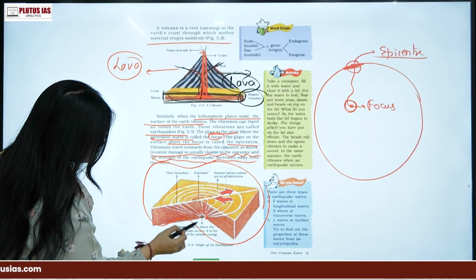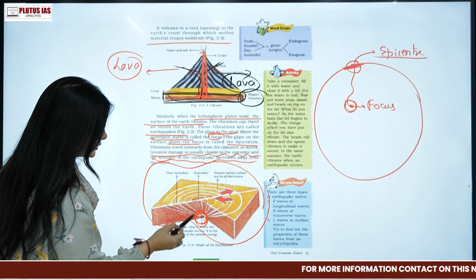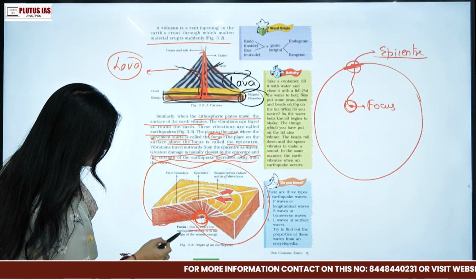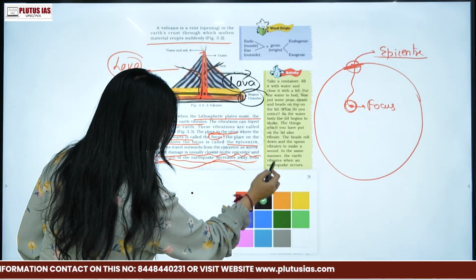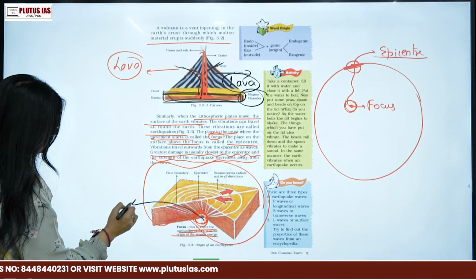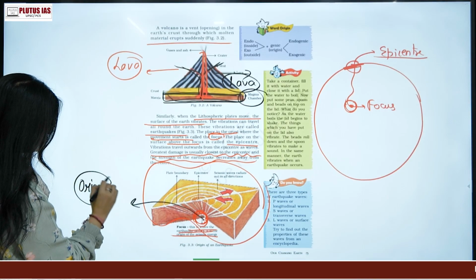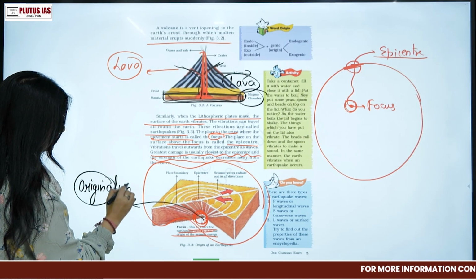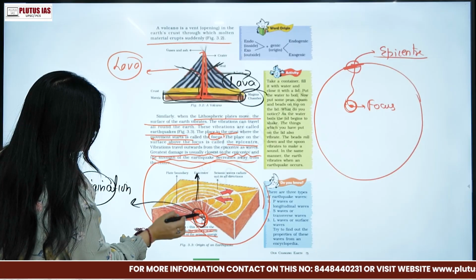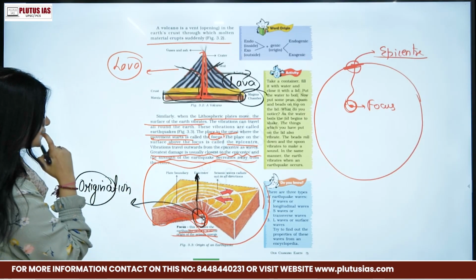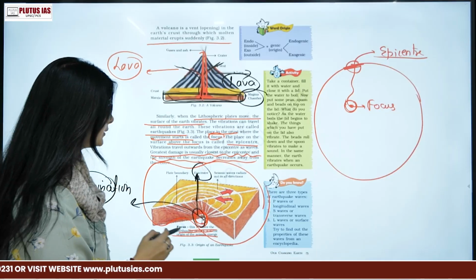Next, this is the diagram which can help you to understand the focus. They have also shown the focus here in the diagram. This is where the earthquake occurs. It is the origin. Please, these are important lines: the focus is the origin of seismic waves, the origination point. But just above the focus there is a point, right? The place on the surface above the focus is called epicenter.